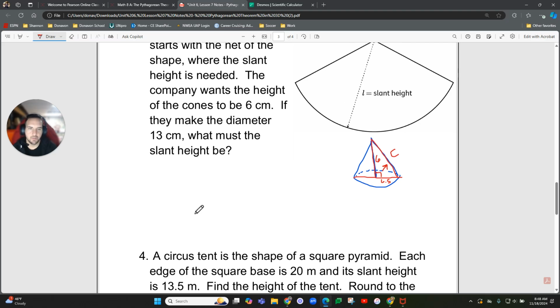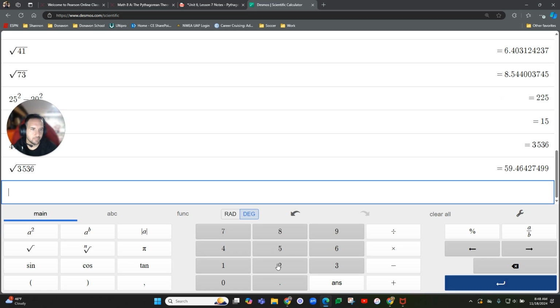Okay, so we're going to use a squared plus b squared equals c squared, so that's going to be 6 squared plus 6.5 squared equals c squared. This one is definitely going to be a decimal answer. So we're going to go to Desmos and plug it into the calculator. 6 squared plus 6.5 squared is 78.25.